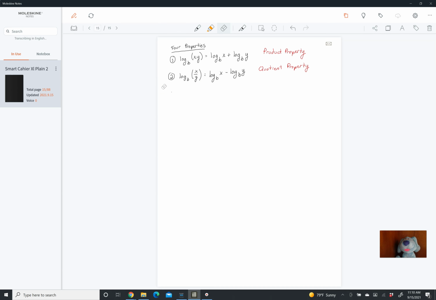The next one says if you're taking the log of something that is being raised to a power, so log base b of x to the m power, this is the same thing as if you took the exponent and you moved it out to the front as a coefficient. So it becomes m times log base b of x. This is the power property.